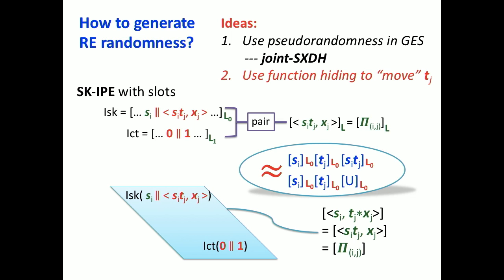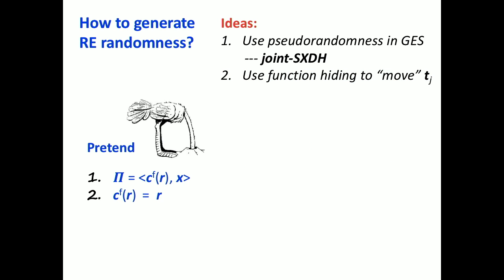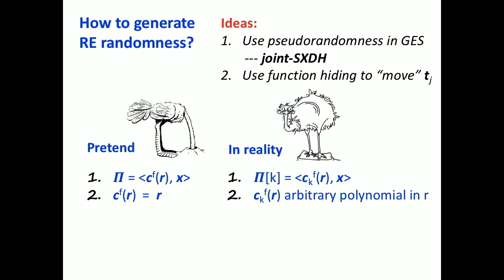And therefore, we can apply SXDH to argue that they are pseudo-random. Okay? Great. So I made these two simplifying assumptions. One is that this randomized encoding has only a single element. The other is that it's just as simple as computing the inner product between the randomness and the input. None of them is true. So in reality, we have to overcome them.